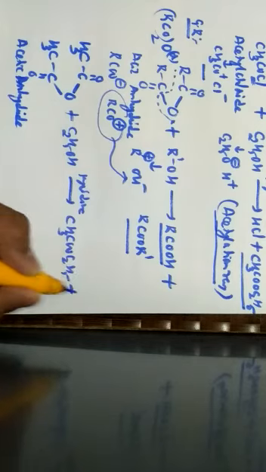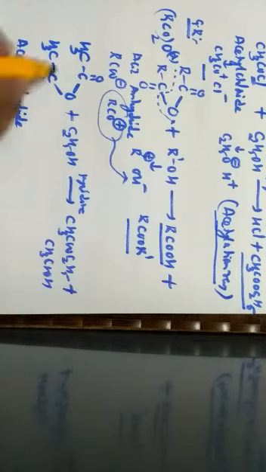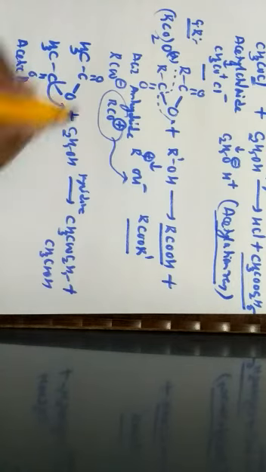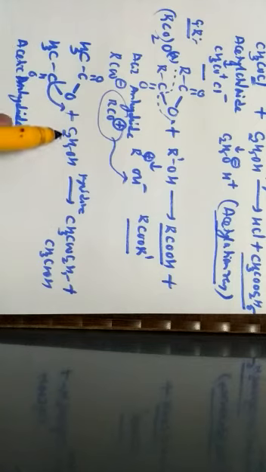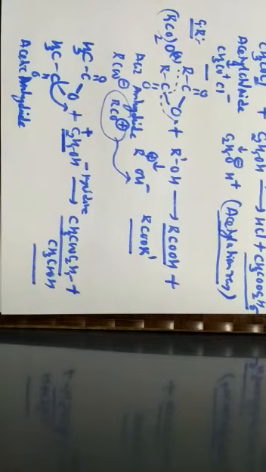CH3COOC2H5, ethyl acetate, along with the formation of CH3COOH, because this oxygen takes away the electron towards itself, which forms an acetate ion that will combine with C2H5 plus. This will be C2H5 plus and OH minus. So here CH3COO minus combines with C2H5 plus, which will readily give ethyl acetate along with the formation of acetic acid.